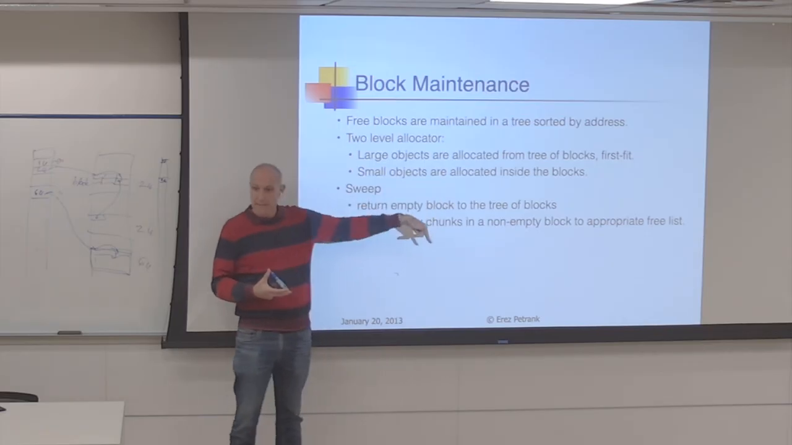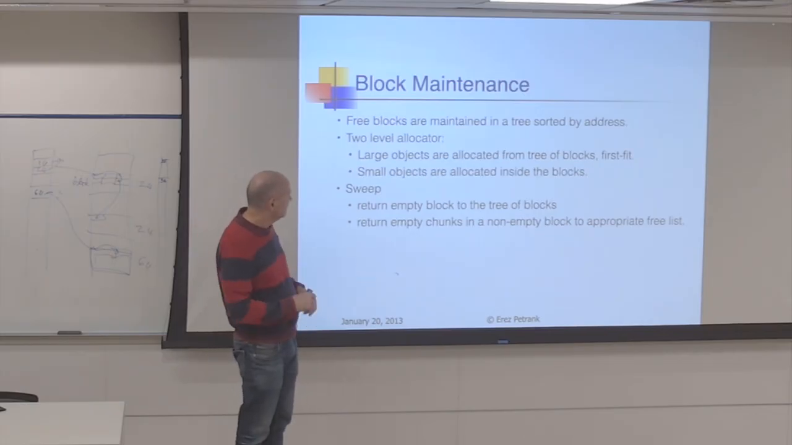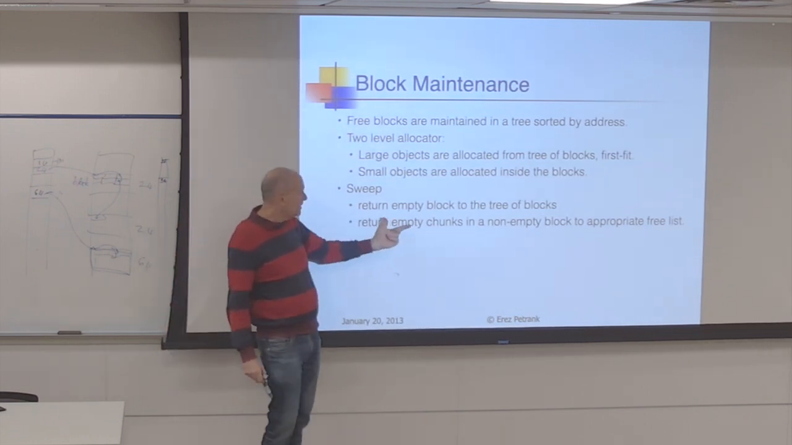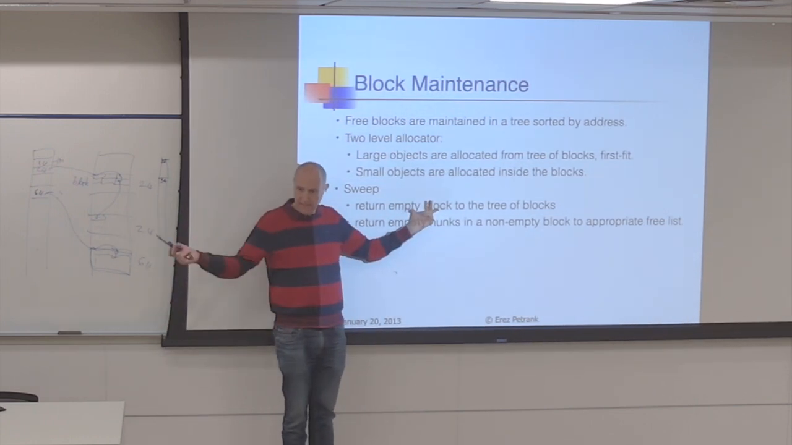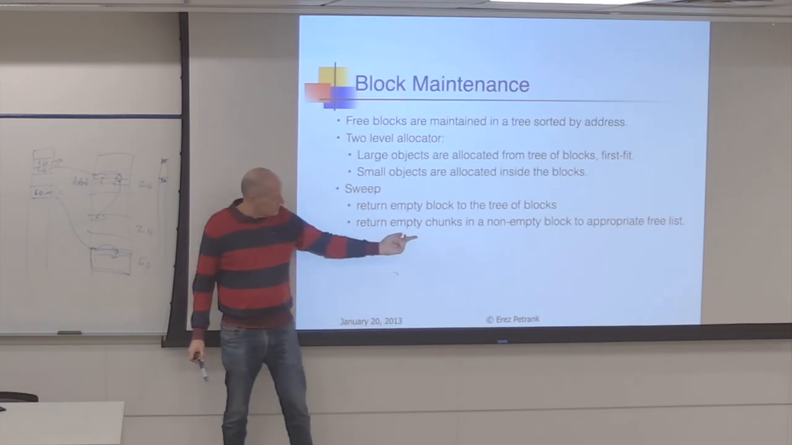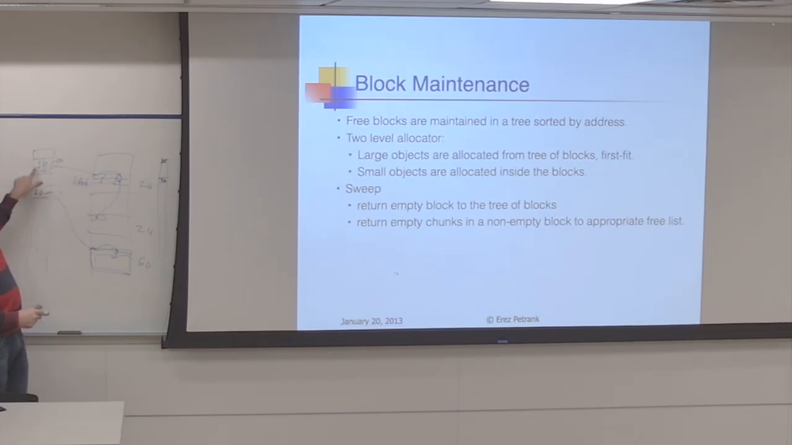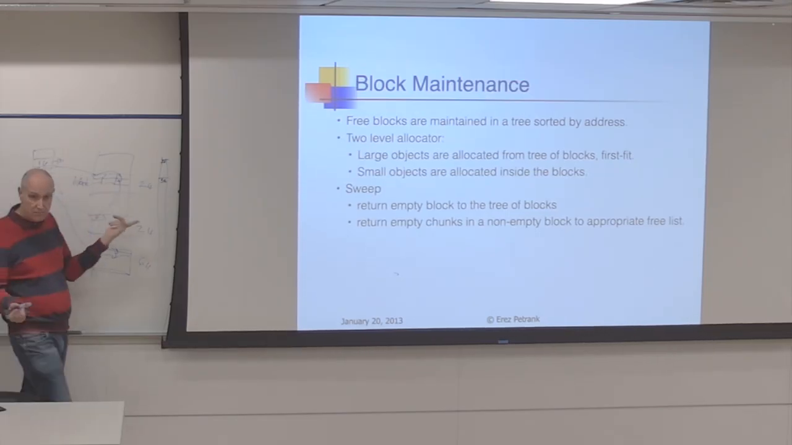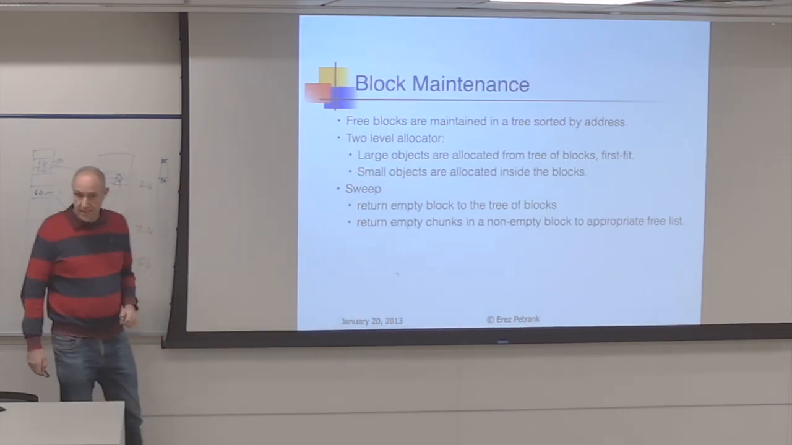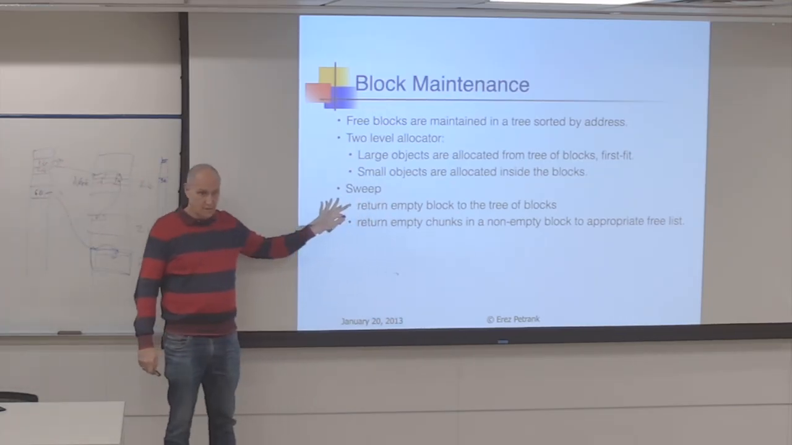Small objects are allocated inside the blocks. So above some size, I go to the tree of free blocks to allocate. And with sweep, if I have a completely empty block, I find that when I do sweep. Then I add it to the tree of blocks. If I have chunks inside the block, then I just link them into the adequate entry so the allocator can use them. That's this allocator. Questions about Hans Boehm's allocator for Mark Sweep?